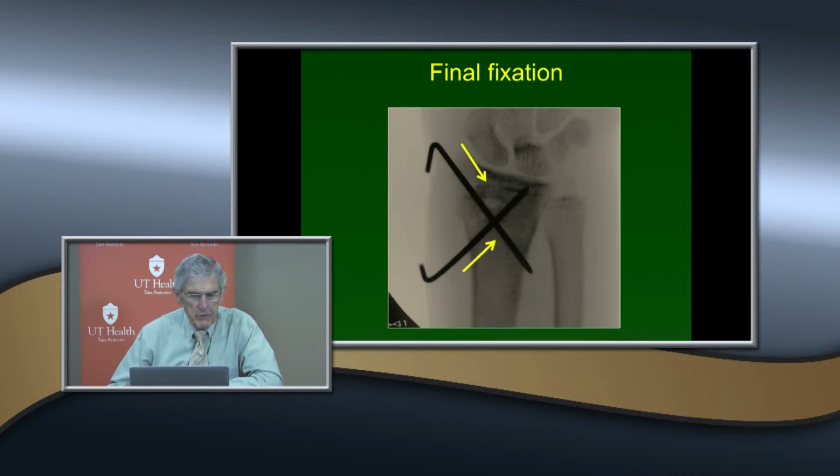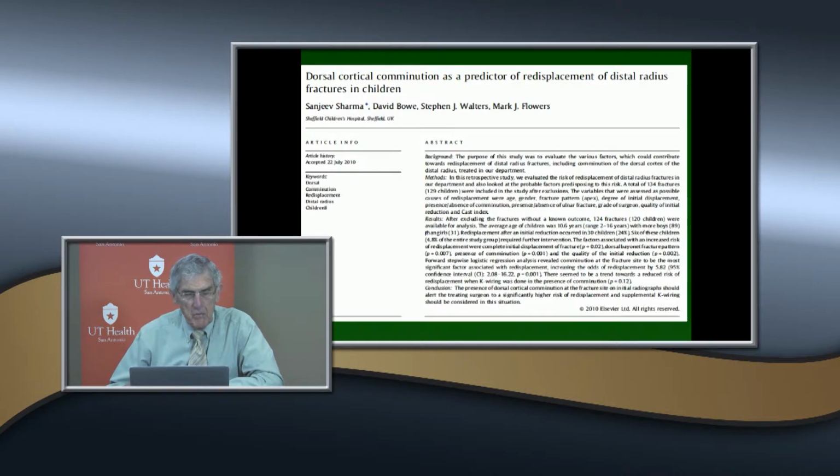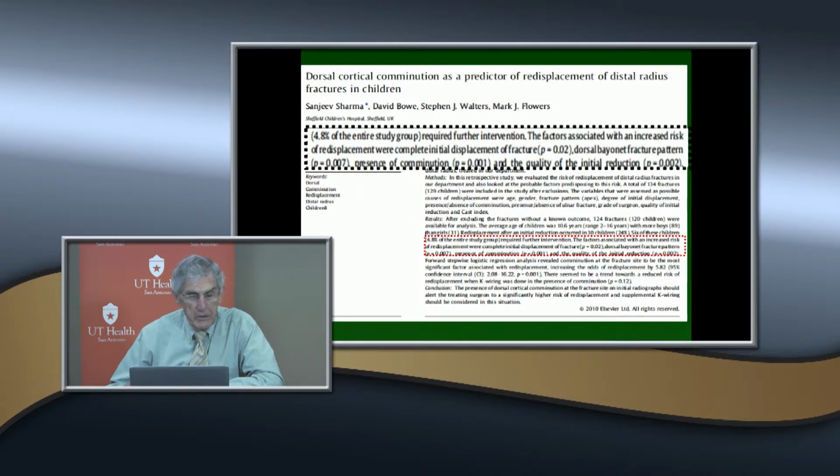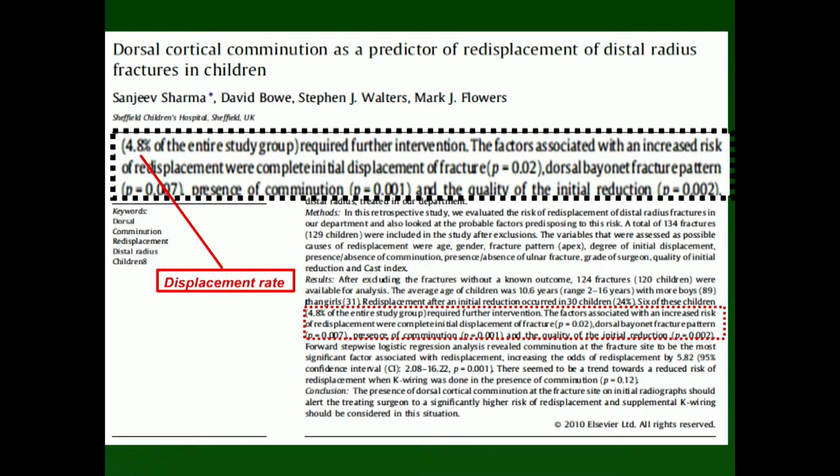Here you can see this is a little bit different than one through the physis. This patient is through near the physis, but there isn't any real growth left. So here's some experience of which ones you need to be aggressive about. This one article shows that dorsal comminution is a bad thing. 4.6 percent of their group required further intervention, and the factors associated with increased risk were complete displacement of the fracture, dorsal bayonet fracture pattern, or the presence of comminution.